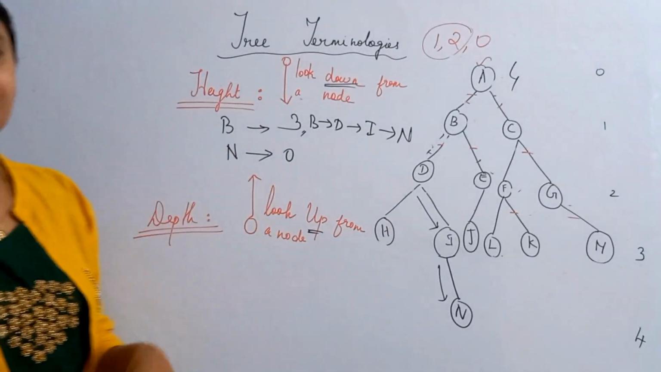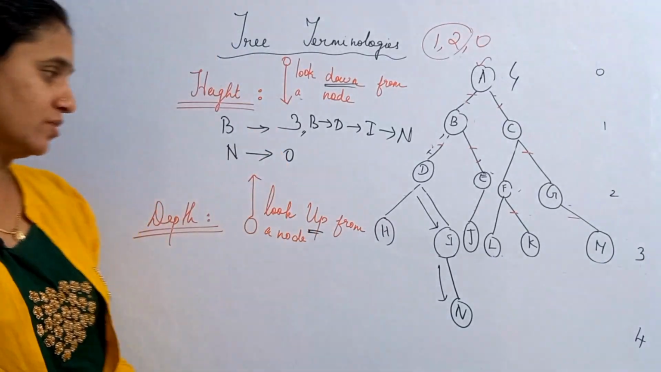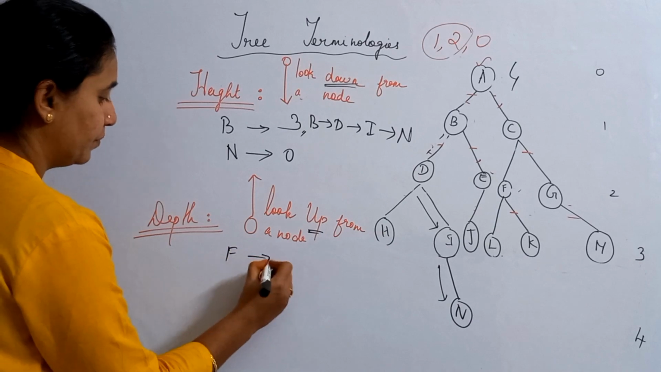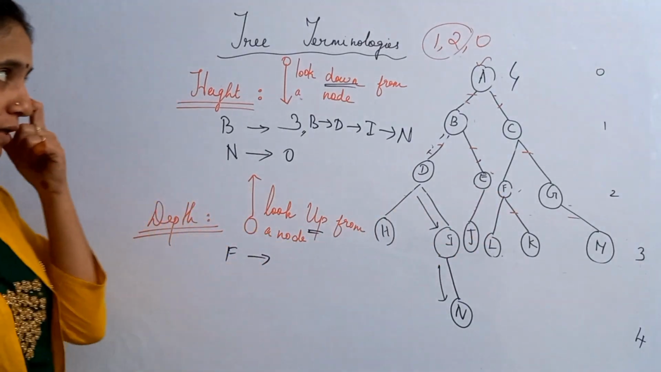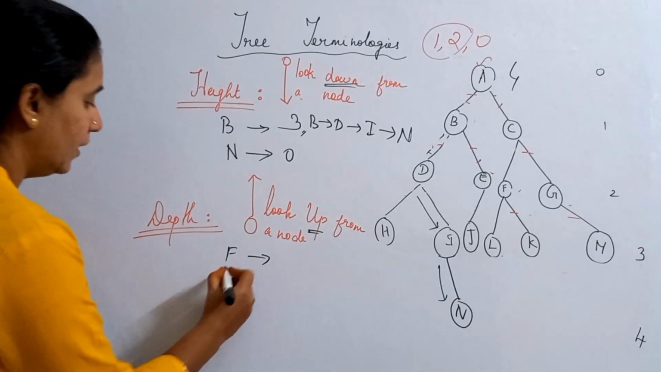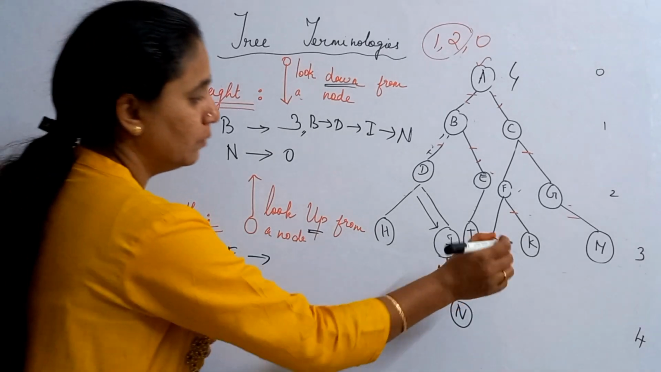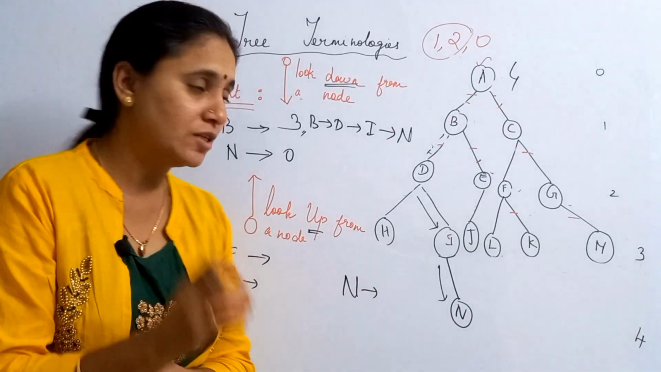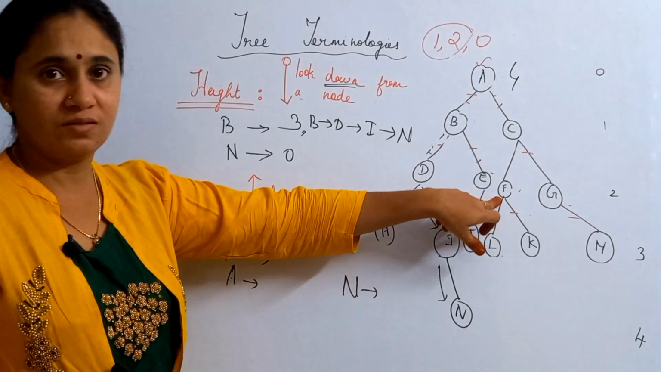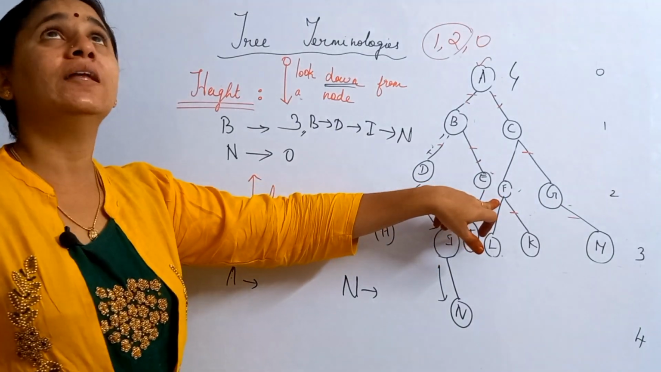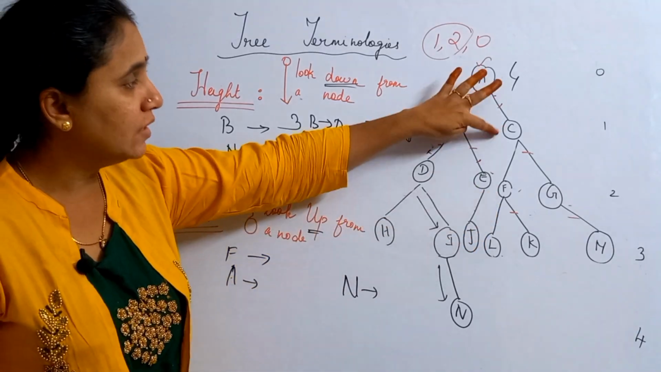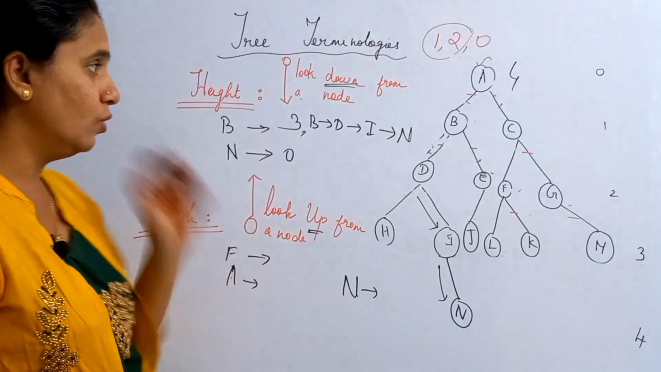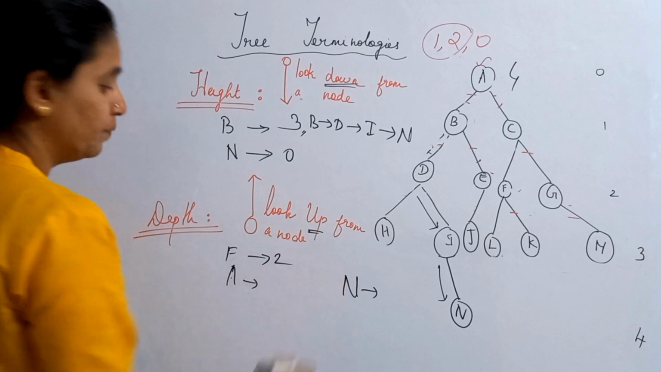Next you find depth. For depth, you should see in the upward direction. Now find the depth of, for example, F, the depth of the node A, and the depth of the node N. For this also you should take only the maximum number of connections present. So for F, here it is. See the upward direction. So F, C and A, isn't it? These are the nodes present in the upward direction. So the maximum connectivity is 2, isn't it?